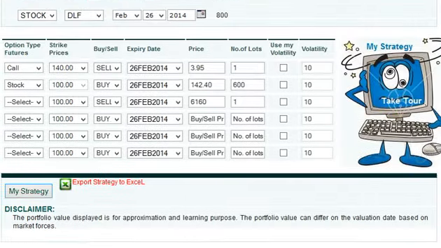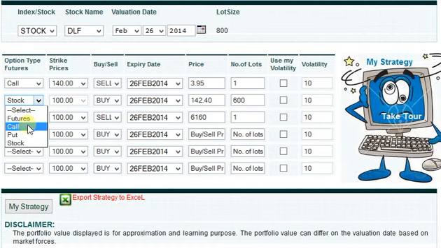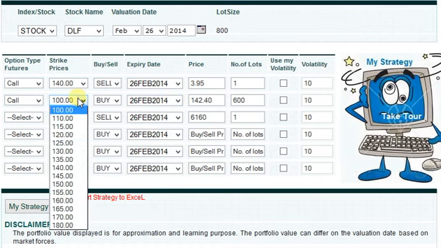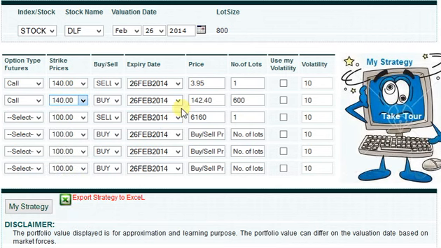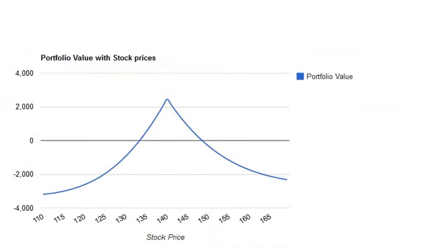Similarly, I can also try various combinations of expiry dates. So let's say I have selected another call option with expiry date of 27th of March. So I am selecting first the same strike price option, that is at 140, and expiration date is 27th of March. So I'm going to sell one lot of this call option and click on my strategy button. So I'm going to see my strategy would look something like this. This is a neutral calendar strategy.